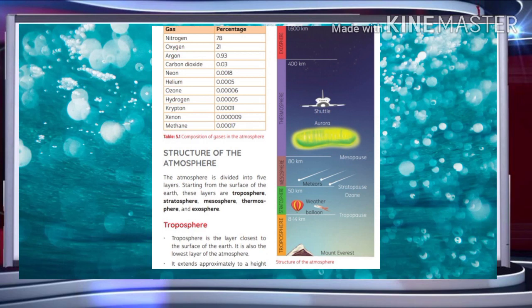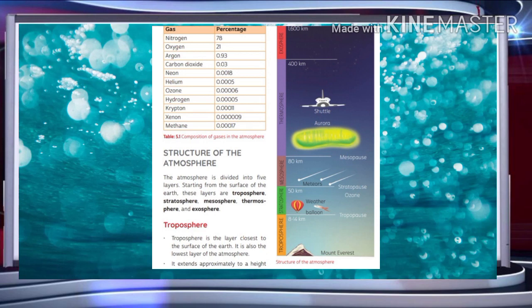Children, as you can see in the diagram, the troposphere is the lowermost layer which is present close to the surface of the earth. That's why it absorbs maximum heat radiated by the surface of the earth and thus keeps the earth warm. It extends approximately to a height of about 8 km at the poles and 14 km over the equator.